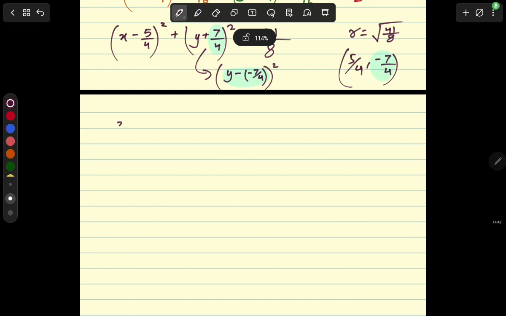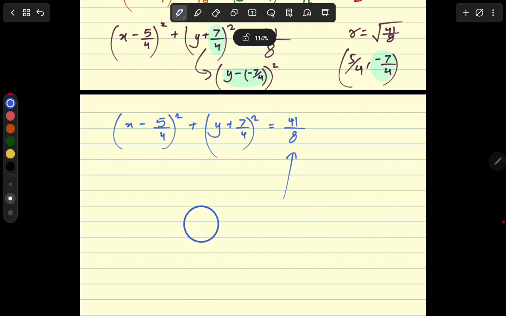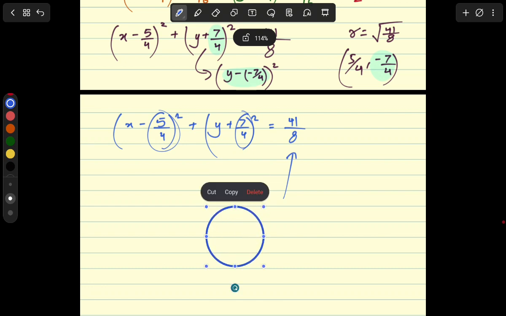Now, for any given circle, let's say we use this above example only, (x minus 5 upon 4) whole square plus (y plus 7 upon 4) whole square is equal to 41 upon 8. If we increase this constant here, you should know that this is going to expand your circle or increase the size of your circle. If we move this part, our center is going to move left or right. If we move this part, our center is going to move up or down. So this is how you do the transformations in a circle.